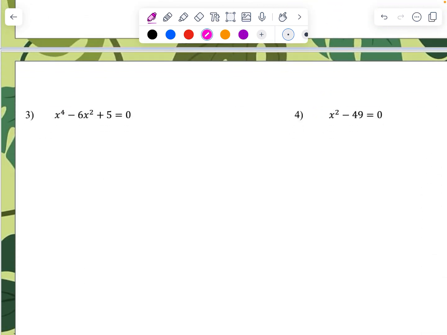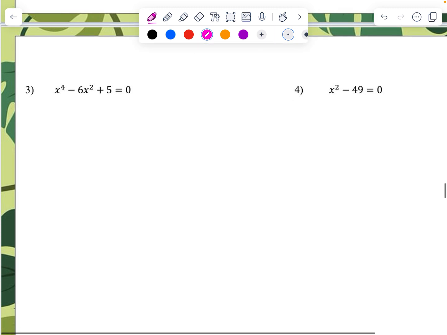x to the 4th minus 6x squared plus 5 equals 0. This is not a quadratic, so I wouldn't be able to solve it using the quadratic formula anyway. So factoring is going to be my go-to here. I do notice that it's set equal to 0, so I'm going to open up 2 sets of parentheses and see if I can guess and check my way into some factors.